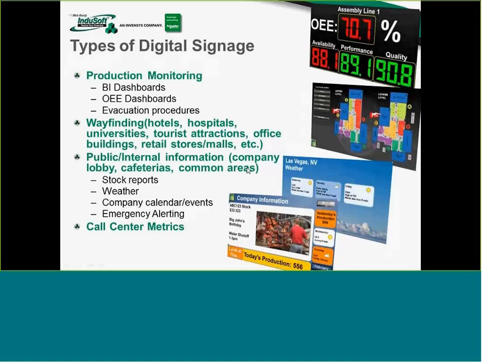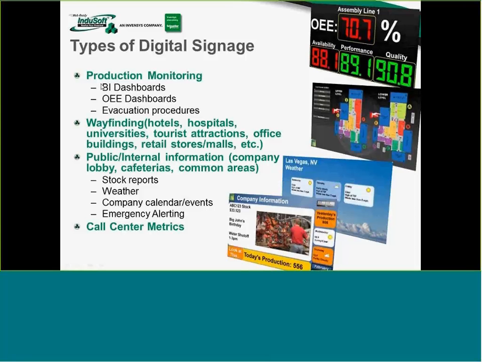Public and internal information, things like you might find stock reports, or it's Joe's birthday today, or we've made this production. You might find them in common areas such as the lobby or cafeterias, keeping employees informed. I'll show this screen a little bit later on, so we'll talk about it then. And then things like call center metrics, so maybe grabbing information from databases and displaying that in a support queue or support area. So those are some areas where we might find digital signage, and at least in uses of InduSoft.